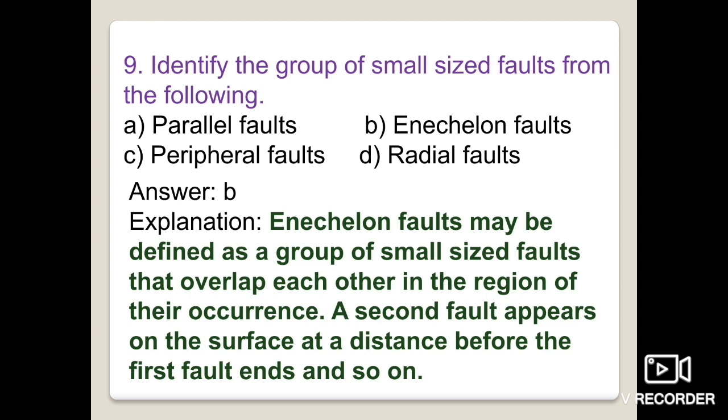So that gives rise to the overlapping fault. It looks like overlapping of the fault plane has taken place in en echelon faults. So option B is right.